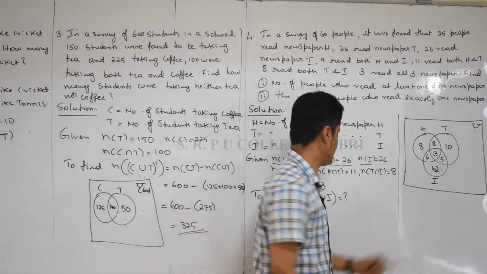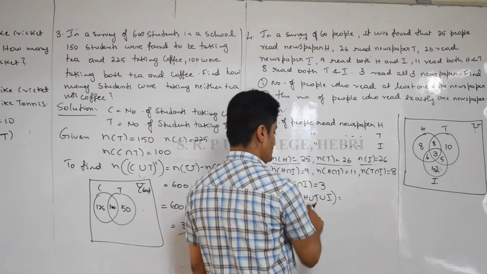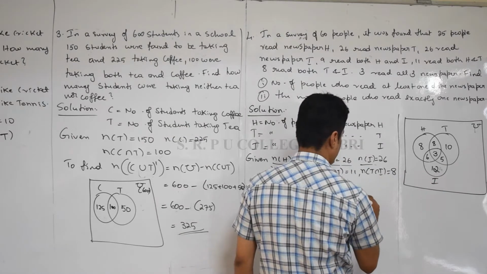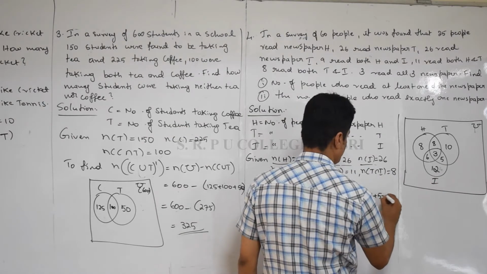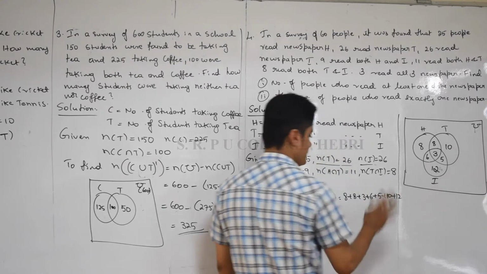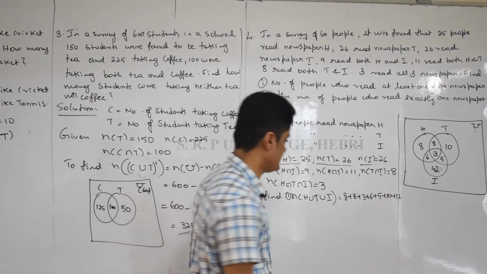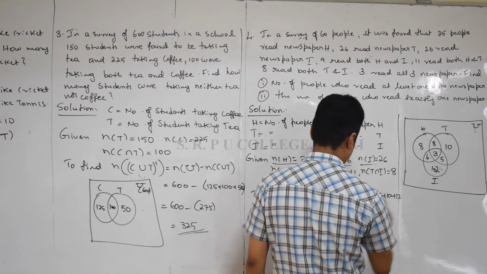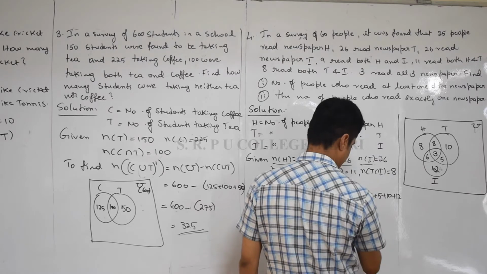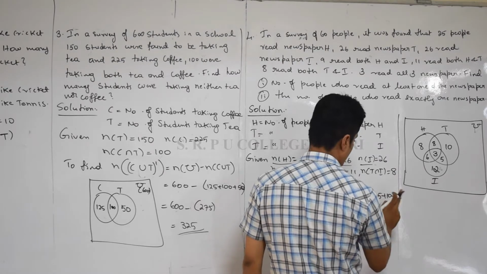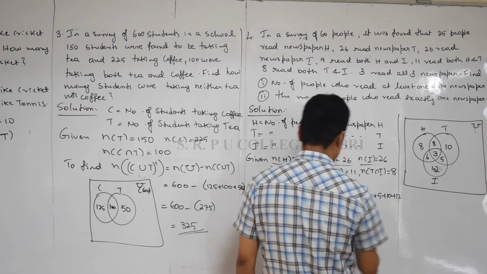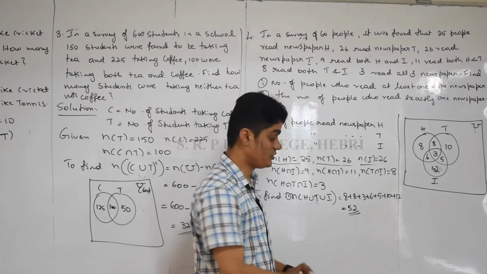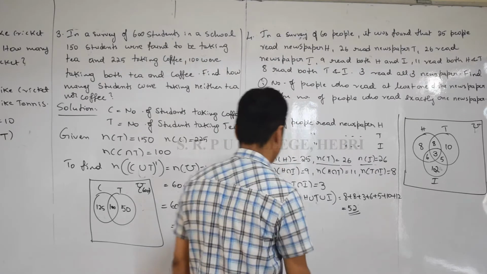Now use this Venn diagram to answer the first question. n of H union T union I means we must add all these numbers: 8 plus 3 plus 6 plus 5 plus 10 plus 12. If you add these numbers you will get the union of all the 3 sets. So 16, 19, 25, 30, 40, 52, right? So 52 people like to read the newspapers. Not all, okay, at least one of the newspapers. This is the answer to the first question.